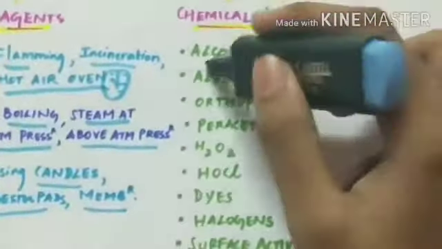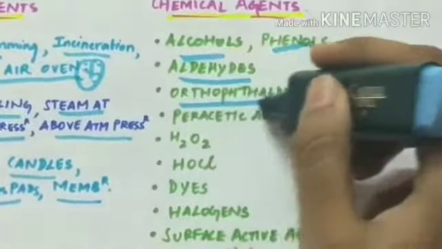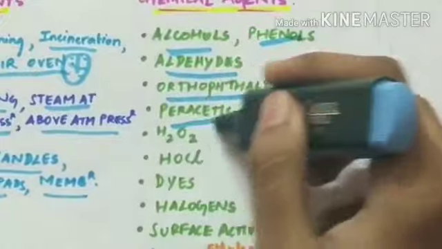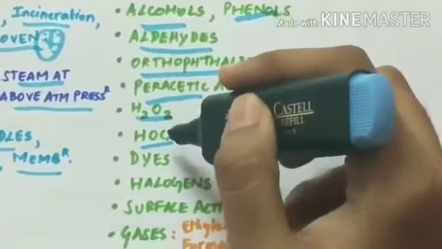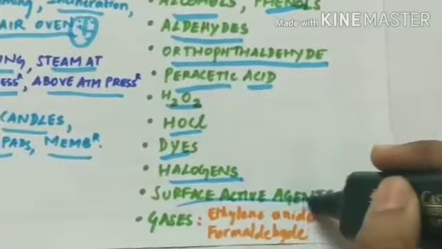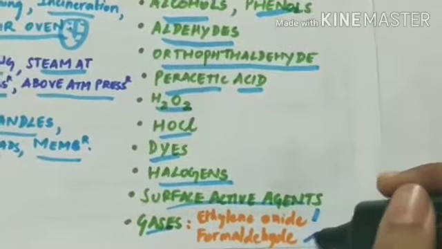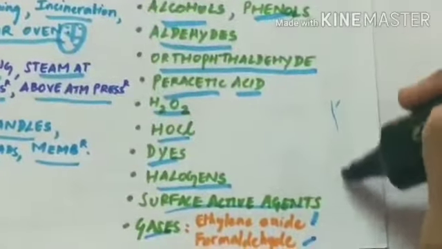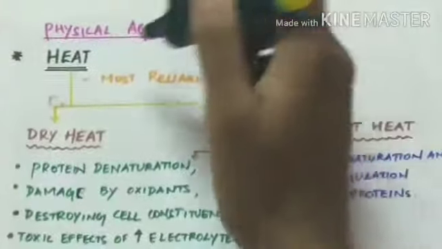Chemical agents include alcohols, phenols, aldehydes, orthophthaldehyde, peracetic acid, hydrogen peroxide, hypochlorous acid, dyes, halogens, surface active agents and gases like ethylene oxide and formaldehyde. We will see the details of these in the next video. Let's see the physical agents one by one.